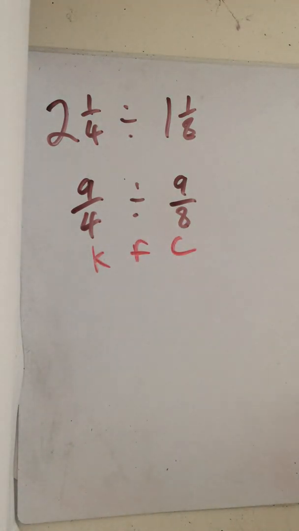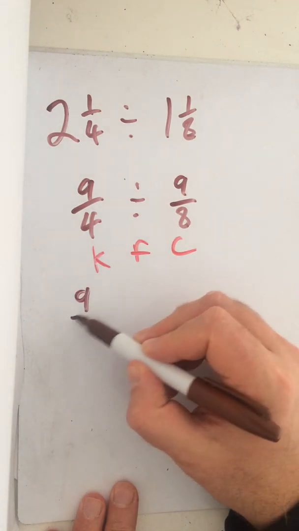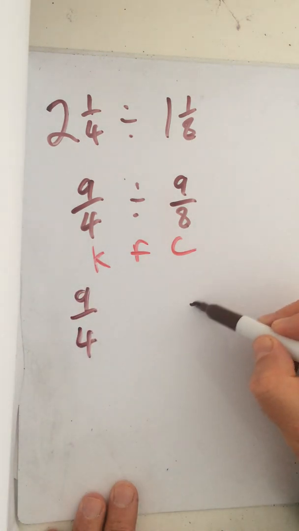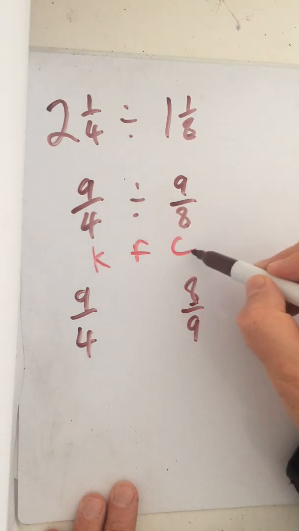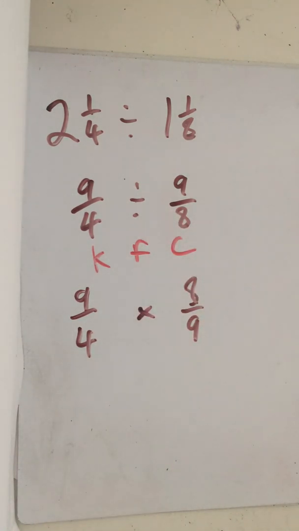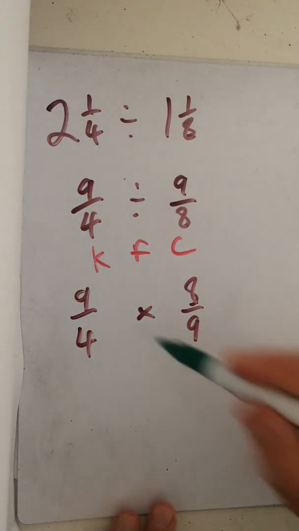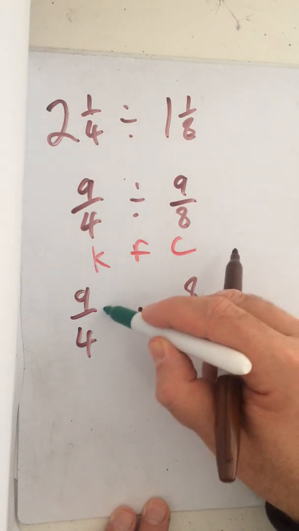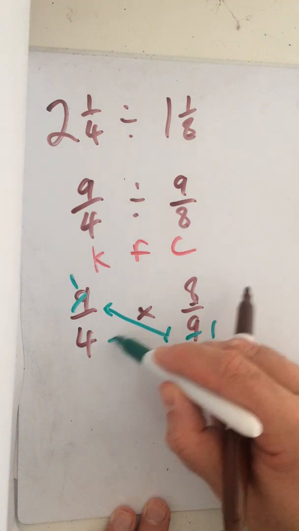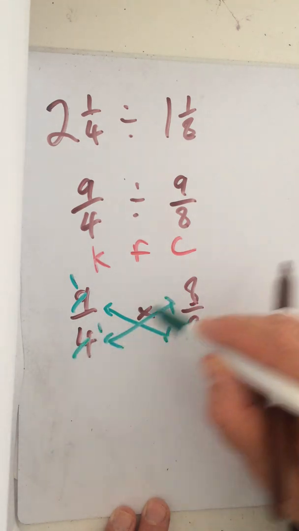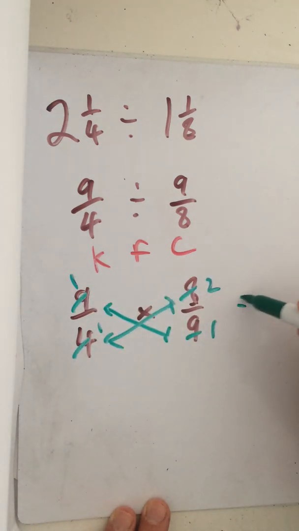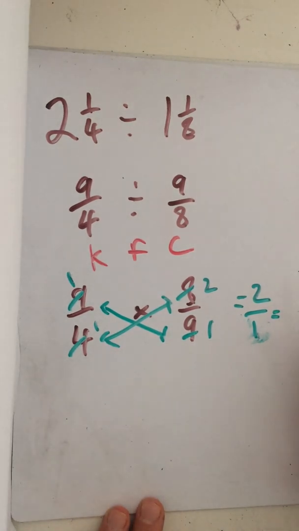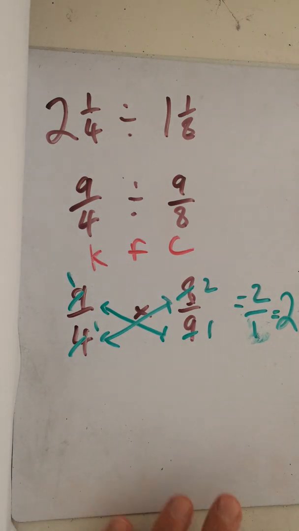So I'm going to keep, I'm going to flip, I'm going to change my sign to a times. Definitely able to do some cross simplifying here. From there to there, 1 and 1, and from there to there, 4 goes into both once and twice. 1 times 2 is 2. 1 times 1 is 1. So how many times is 1 going into 2? Twice. So 2 is the answer to that one.